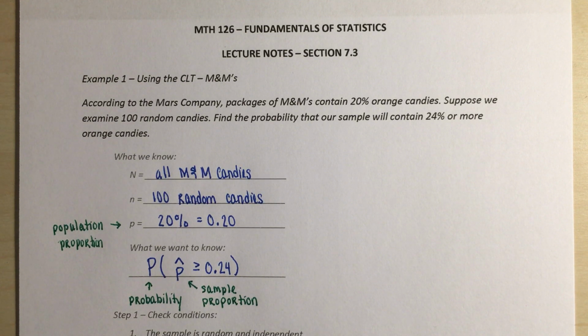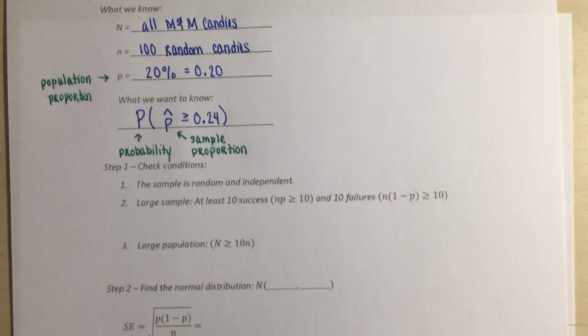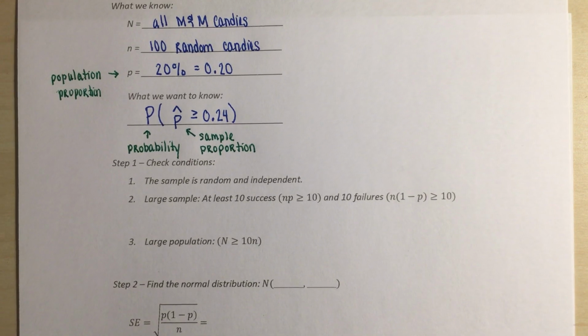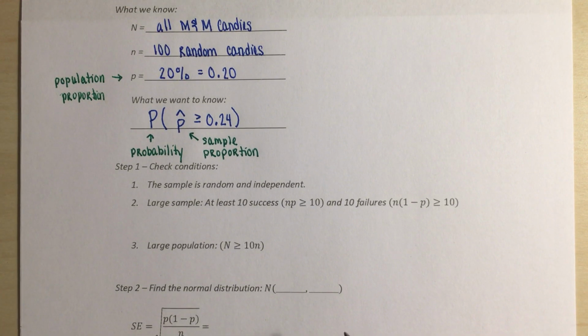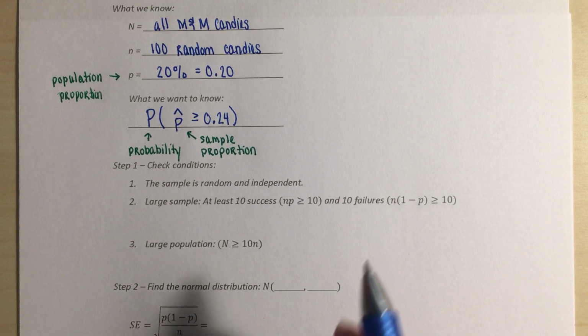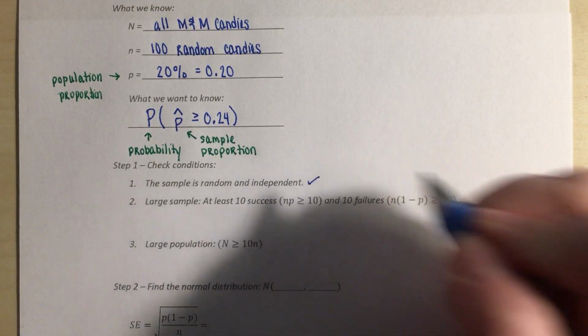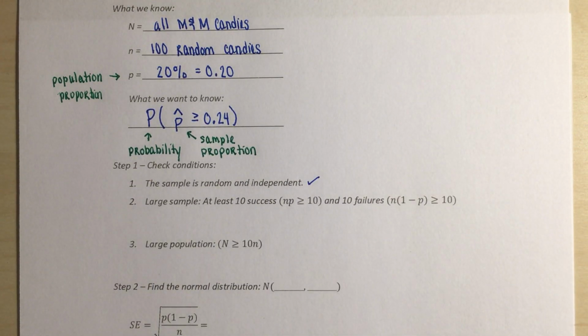Okay, so now that we have a list of everything that we know, we're going to go through and check our conditions. The sample is random and independent. We are told in our problem that it is a random sample. This first one we're going to assume is true unless we're told otherwise, because somewhere in our problem we're generally going to see the word random. A large sample is at least 10 successes and at least 10 failures.